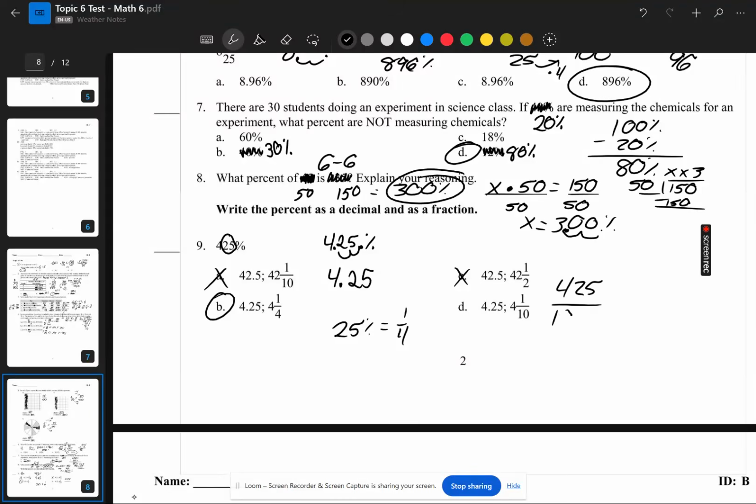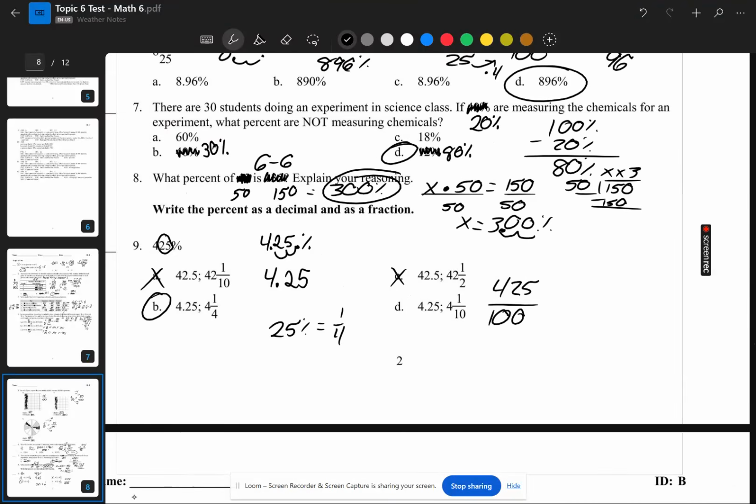425 over 100. I think, well, this is a mixed number or an improper fraction. Let me make it a mixed number. And if I did that division, this is 4 minus 400. You get 4 and 25 out of 100, which that's not an answer choice, so I should reduce. That's going to turn into 4 and a fourth, so B.